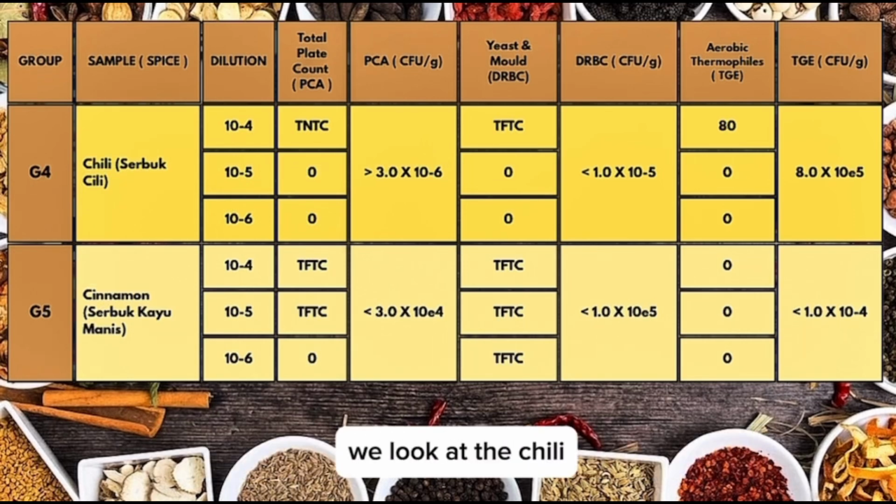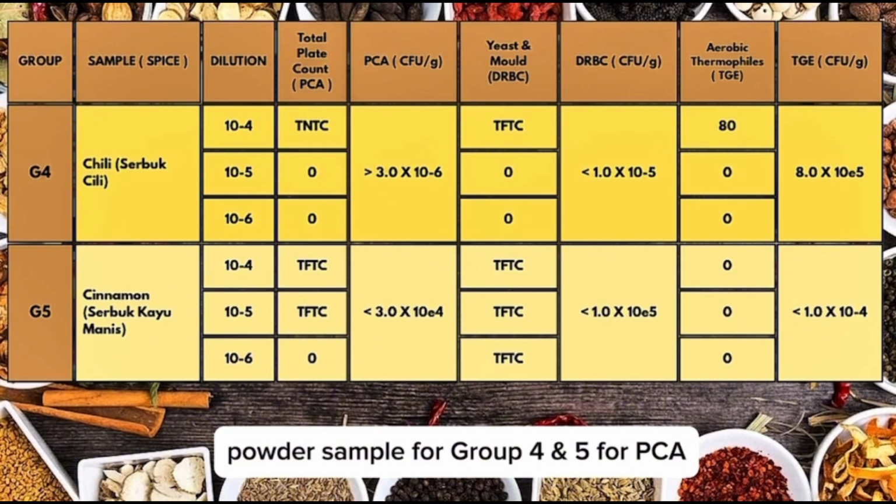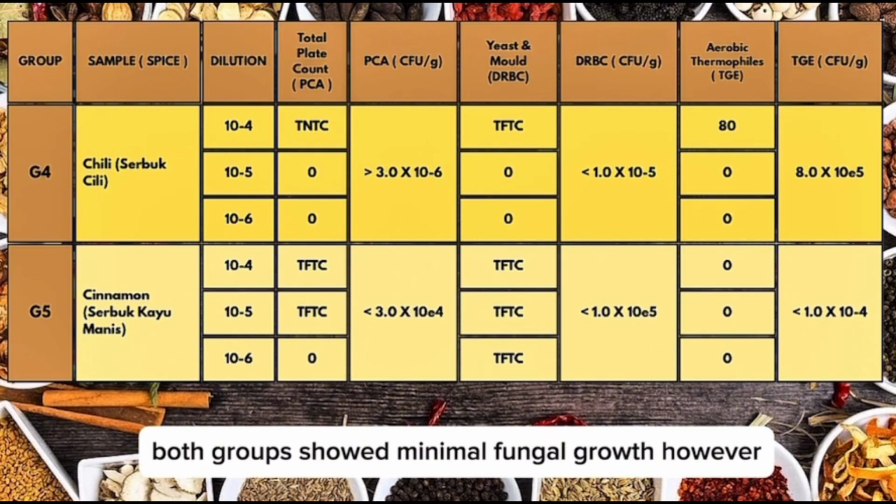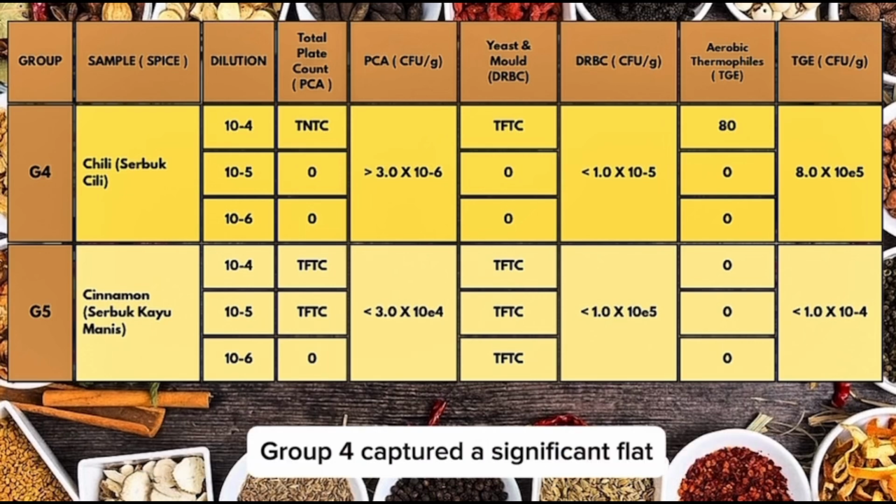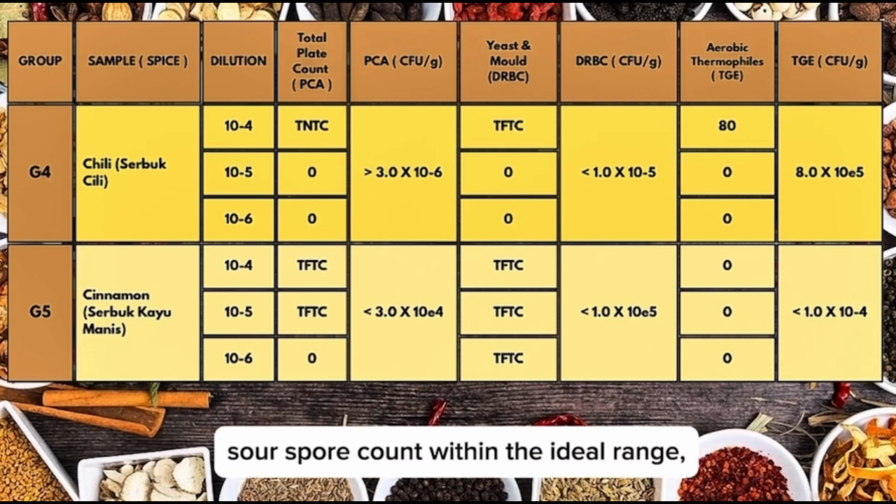In data 5, we look at the chili powder sample for group 4 and 5 for PCA. Group 4 hit an ideal count while group 5 stayed low. For the DRBC, both groups show a minimal fungal growth. However, in the TGE test, group 4 captured a significant flat sour spore count within the ideal range, where group 5 remained completely at 0.